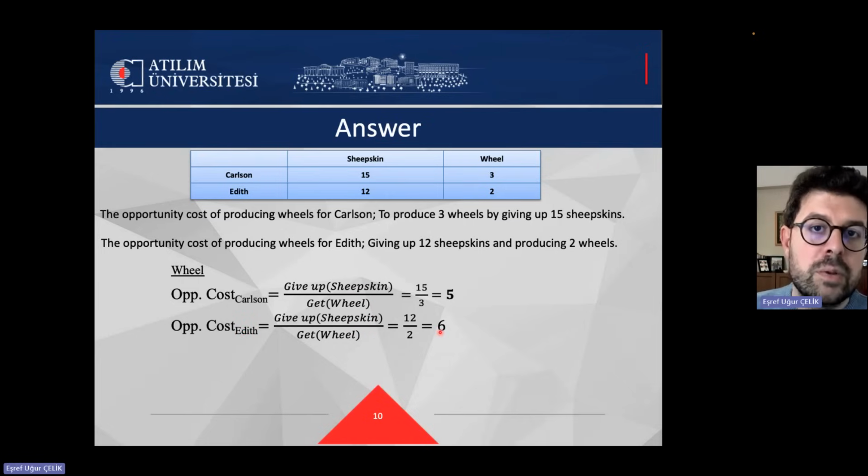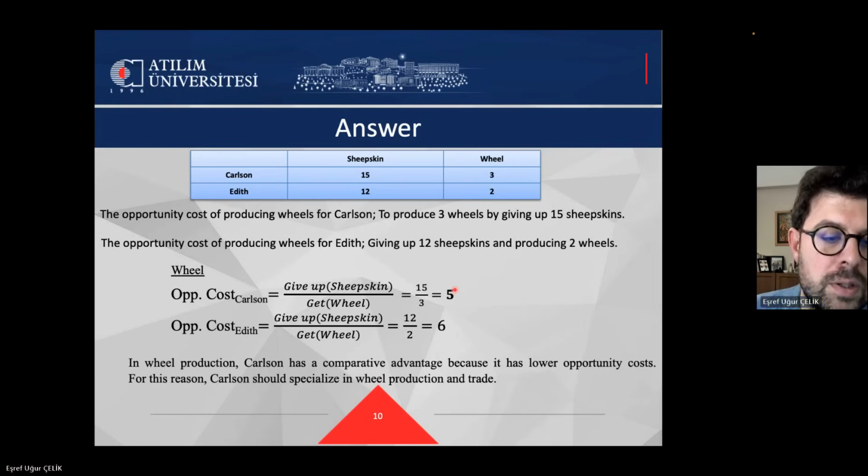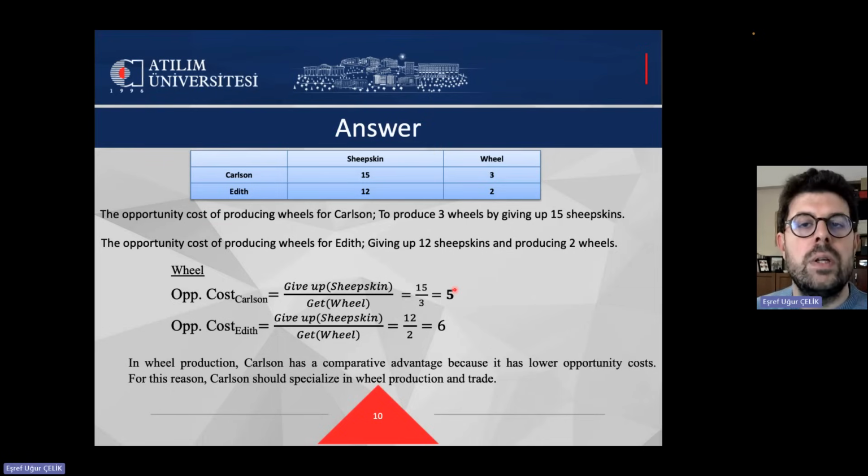What can I say? We can compare the opportunity cost, and the lower opportunity cost is the winner. So Carson has lower opportunity cost. So he has a comparative advantage on wheel production. So Carson also gets the specialization and trade on that good. So if you win comparative advantage, you also get specialization and trade, okay?